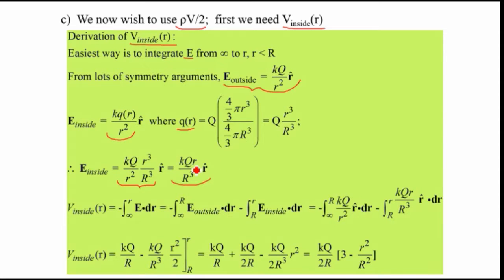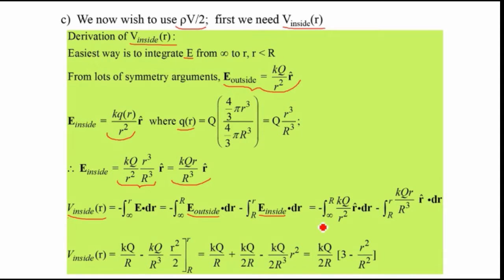and so again we have E increasing with little r. To determine V inside, we have to integrate from infinity to r, the minus sign, in terms of the E field, E dot dr. But remember, this has two components. It has E outside and E inside. So we have to break down the integral into two parts. The first part brings us to the surface of the big sphere, and then the second part gets us to the radius, a little r.